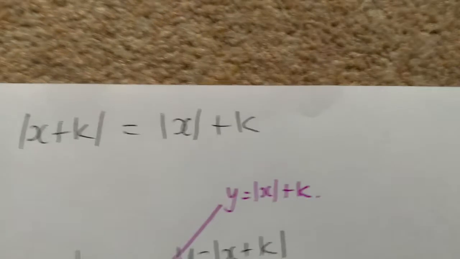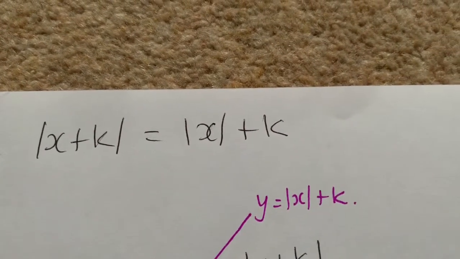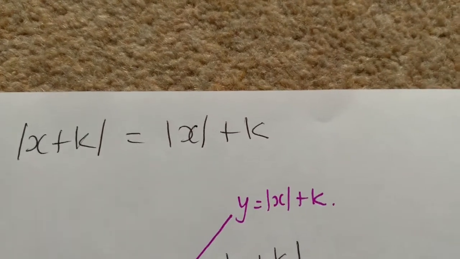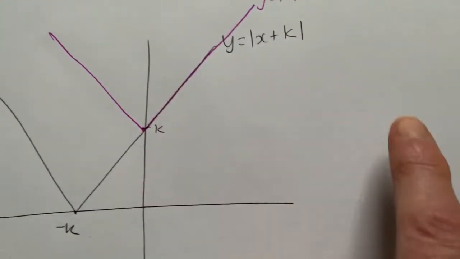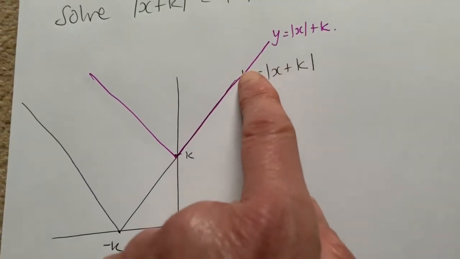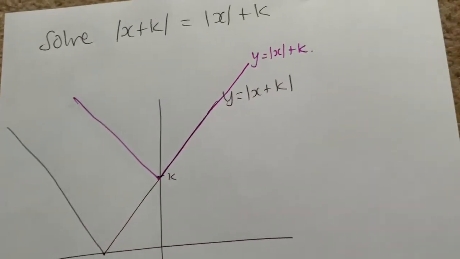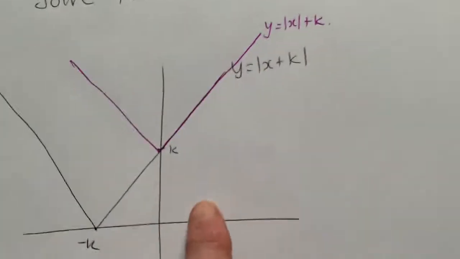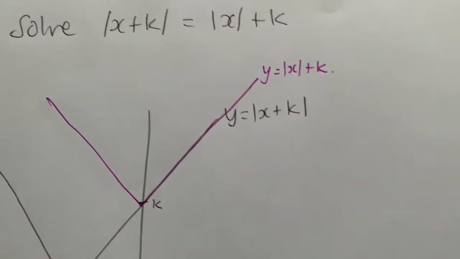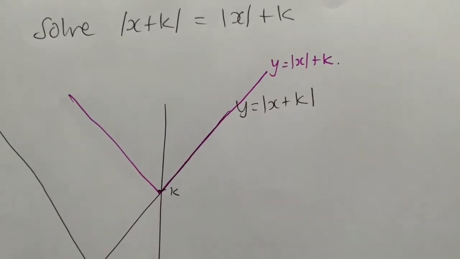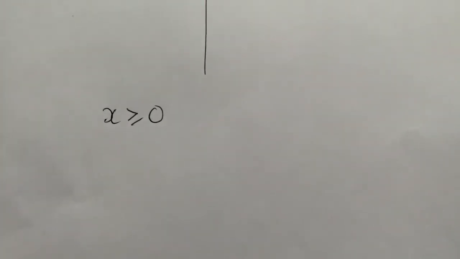And lastly, solve the modulus of x plus k equals the modulus of x plus k, where k is a positive integer. I've done a bit of colour here. So y is the modulus of x plus k, looks like that. Then if you think about your transformation of graphs, y equals the modulus of x and then plus k, it's like a translation by the vector (0, k). You can see that they overlap at this bit here. So the solution is x is greater than or equal to 0.